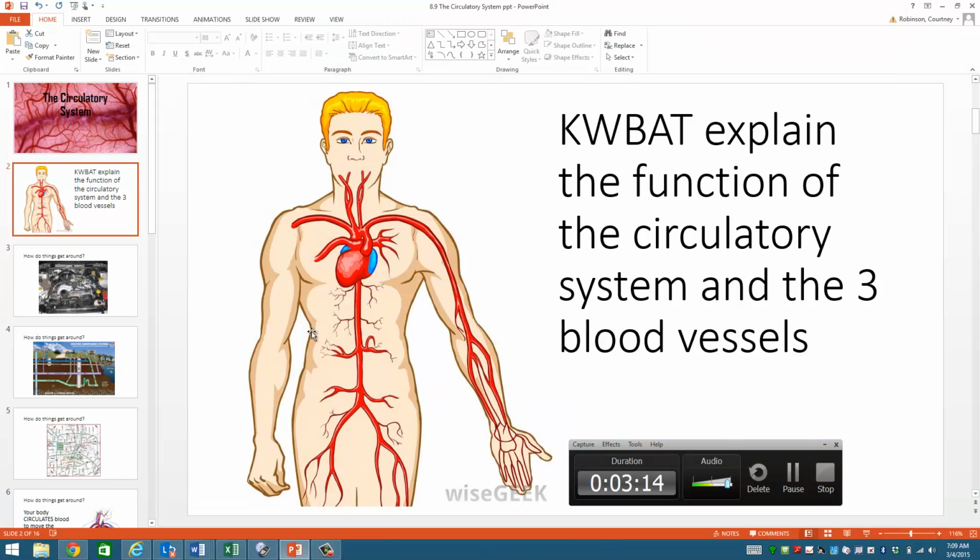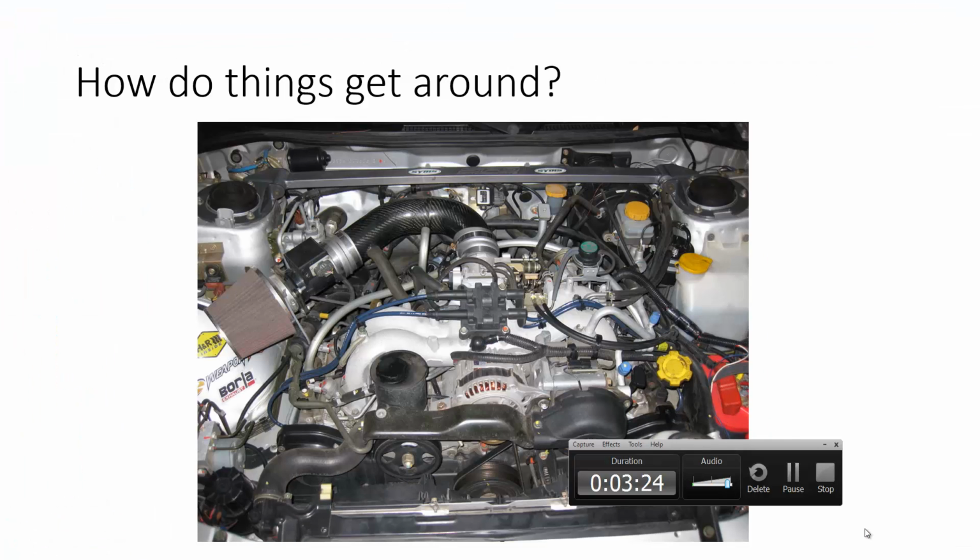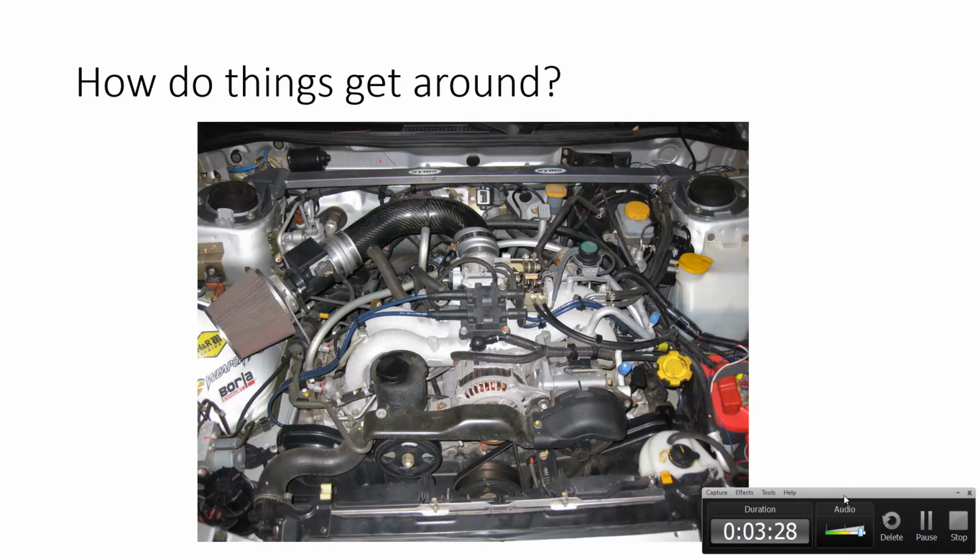So let's go ahead and take a look back at our PowerPoint. As you can see, when we think about how things get around in a car, it usually gets around from some type of tubing that sends oil to and from the engine so that your car can move around.